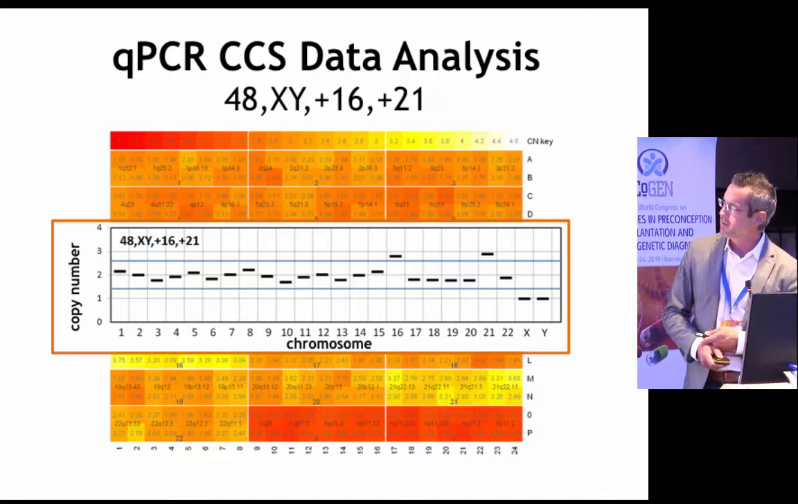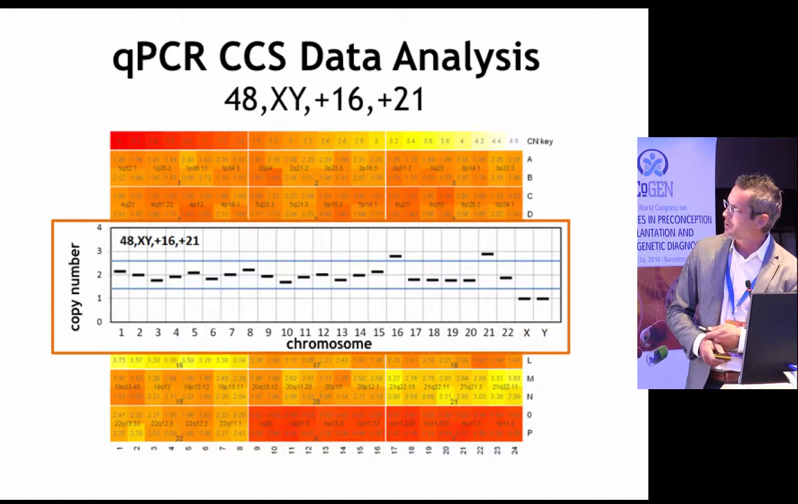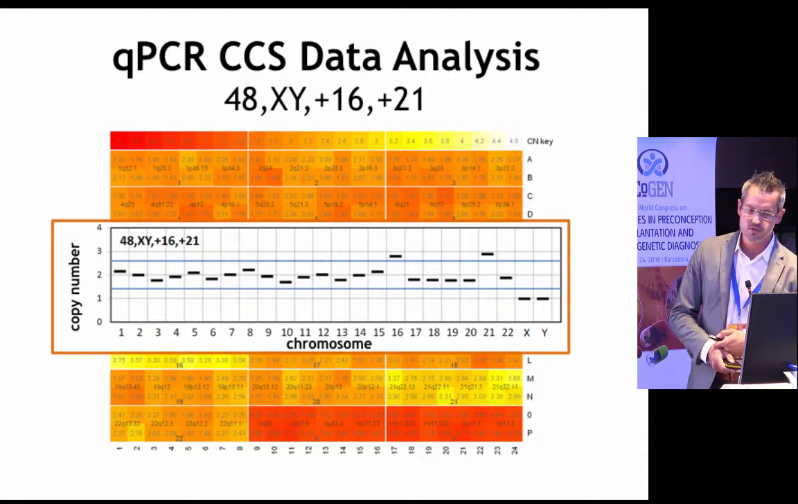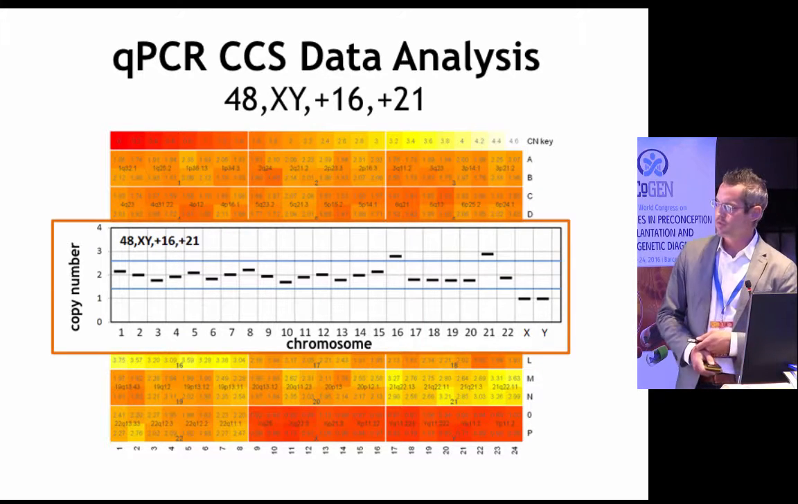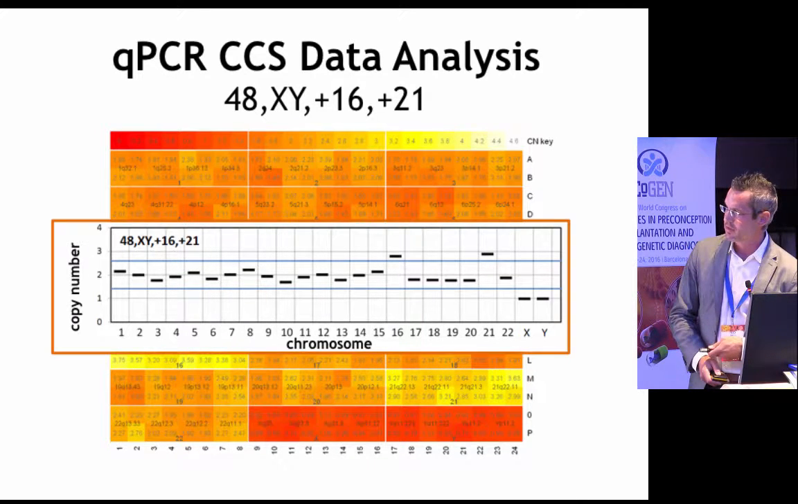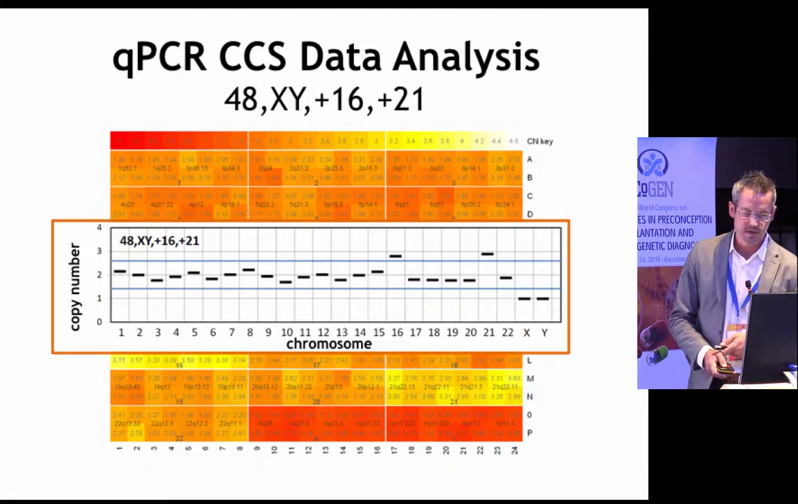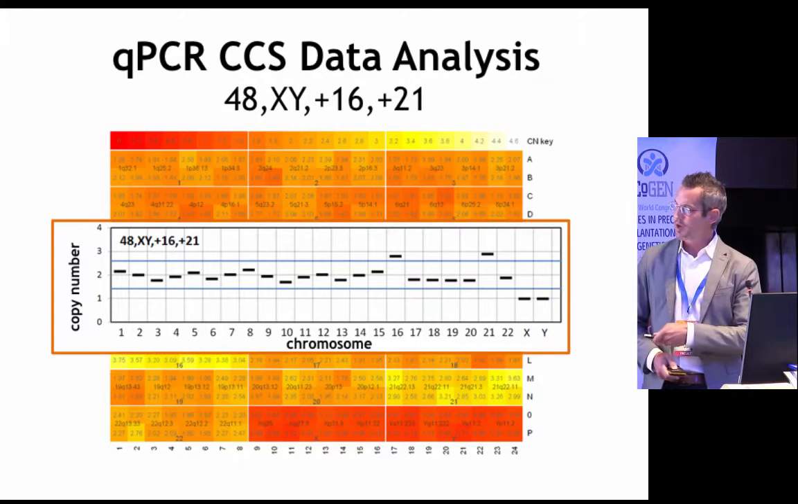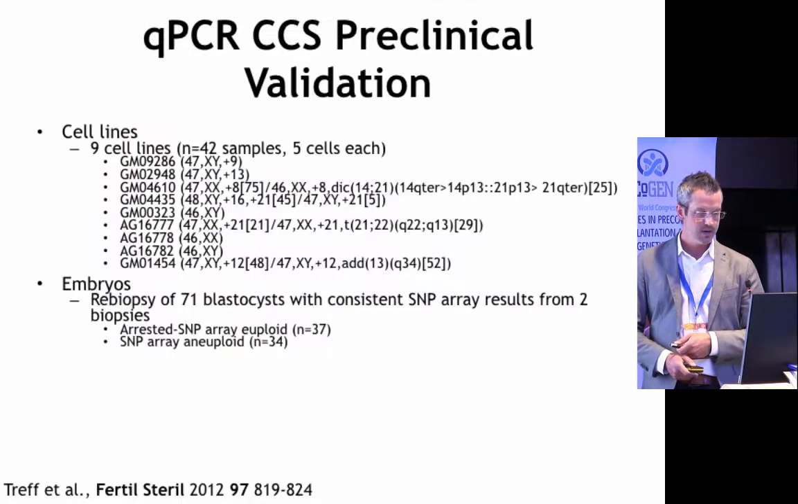This is showing a heat map with copy number states from 0 to 4.8 for 4 different assays on each of the 24 chromosomes, 1 through X and Y. This is an example of a sample from a cell line that we continue to use as a quality control reagent to make sure that we actually do detect trisomy, in this case of 16 and 21, and monosomy of X and Y because it's male. And you can get a copy number plot such as what's shown here.